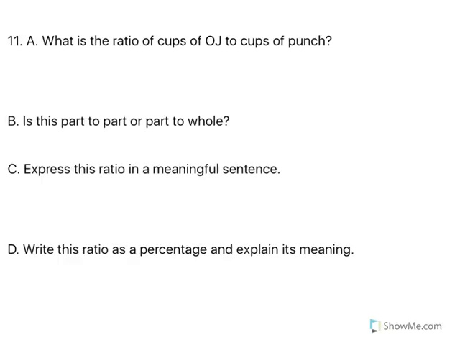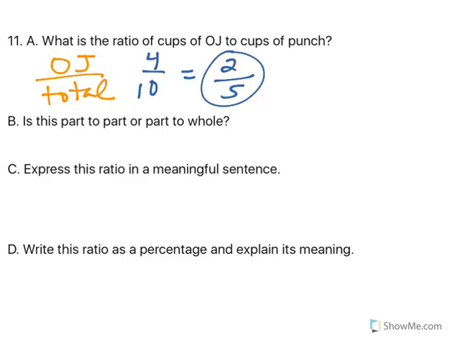All right, another one. Now it says the ratio of cups of OJ to cups of punch. So we're talking about OJ to the total. Well, if you think back, we needed 4 cups of OJ. So we had 4 on top out of the 10 total. Now as a ratio, we're talking 2 to 5. Part to part or part to whole? Well, because we're comparing to the total, this is part to whole. All right, let's express this in a meaningful sentence. Well, out of 5 total cups of juice, 2 of them would be OJ.